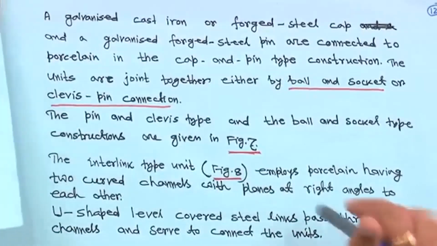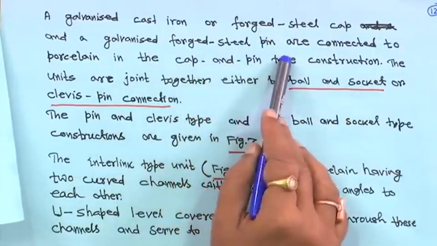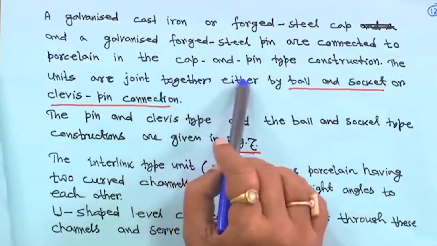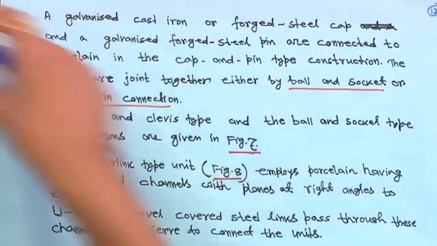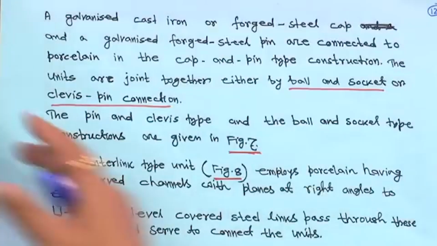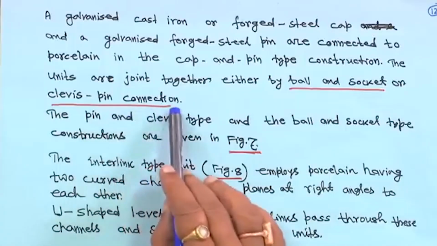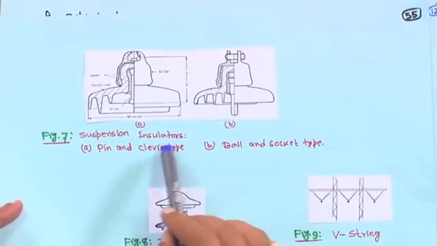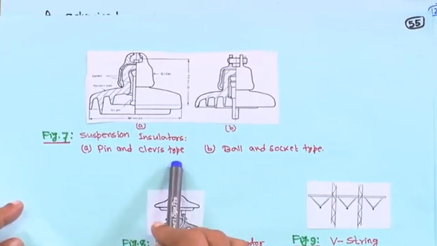Basically, a galvanized cast iron or forged steel cap and a galvanized forged steel pin are connected to the porcelain in the cap and pin type construction. The units are joined together either by a ball and socket or clevis pin connection. This is your suspension pin insulator. This is a pin and clevis type.